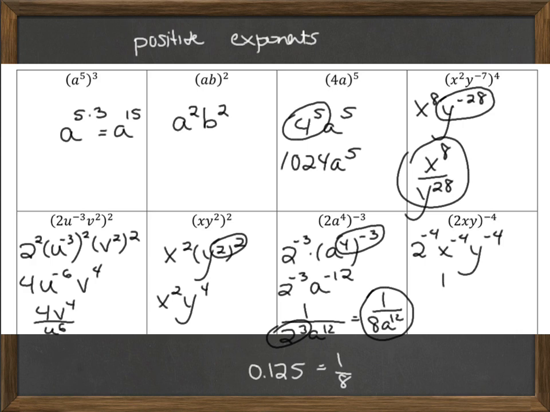Instead, what I'm going to do is take all these unhappy guys and move them into the denominator. So now I don't have 2 to the negative 4th anymore, right? What do I have? I have 2 to the 4th power. Well, gee golly, that's easy. 2 to the 4th power, that's just 16. So I have 16x to the 4th, y to the 4th in my denominator. My final answer is 1 over 16x to the 4th, y to the 4th.